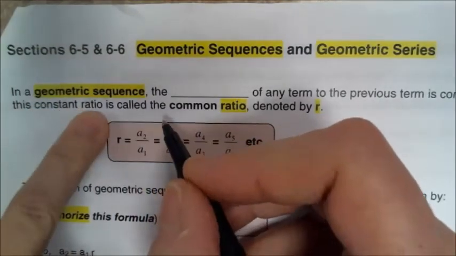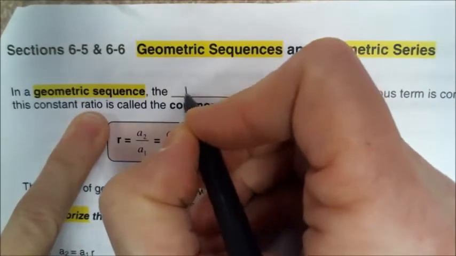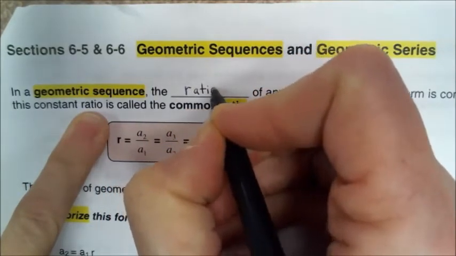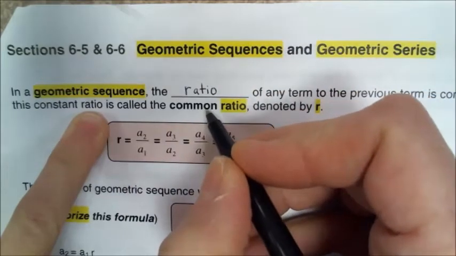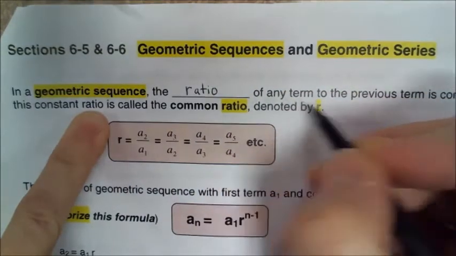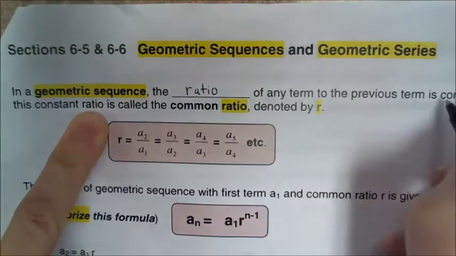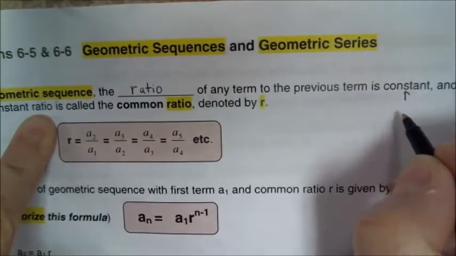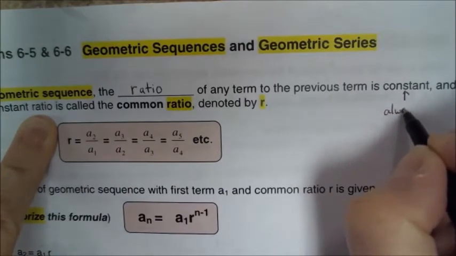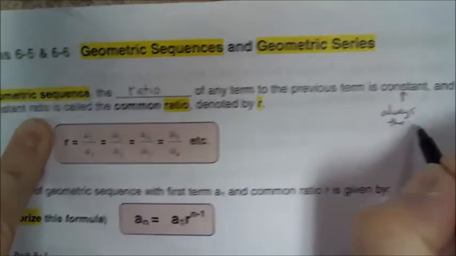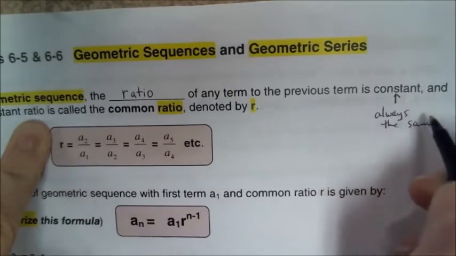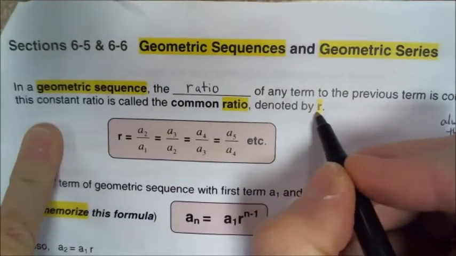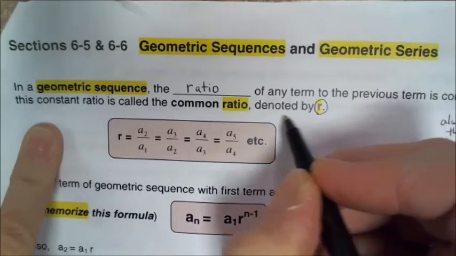In a geometric sequence, the ratio, and remember, ratio means a fraction, so we're going to be dividing two things. The ratio of any term to the previous term is constant. That means it's always the same when you see the word constant. And the constant ratio is called the common ratio, and we use the letter R.